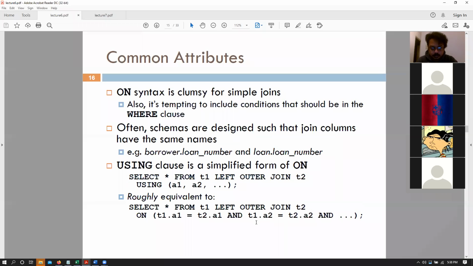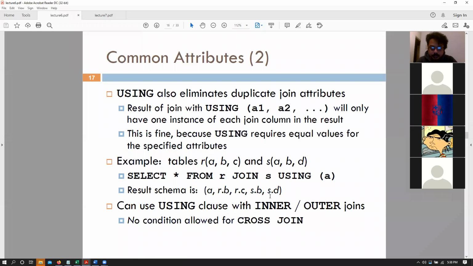What else was there? Another simplified form was the using clause. Using clauses were pretty much the same thing as on clauses, but you are basically specifying the equality constraints on certain attributes. So the using clause only allows equality constraints, not any other constraints. But we can say select star from T1 left outer join T2 using A1, A2, and so on. That basically means that T1.A1 and T2.A1 have to be the same, T1.A2 and T2.A2 have to be the same, and so on, right? Okay.